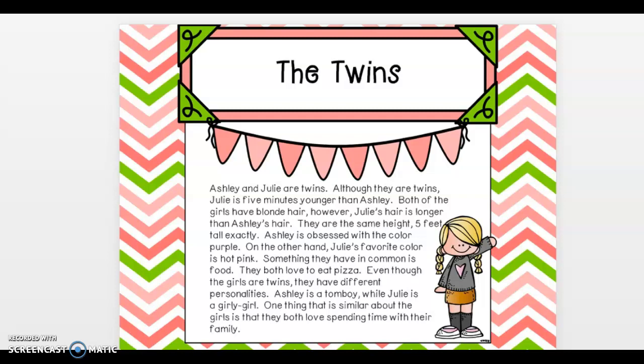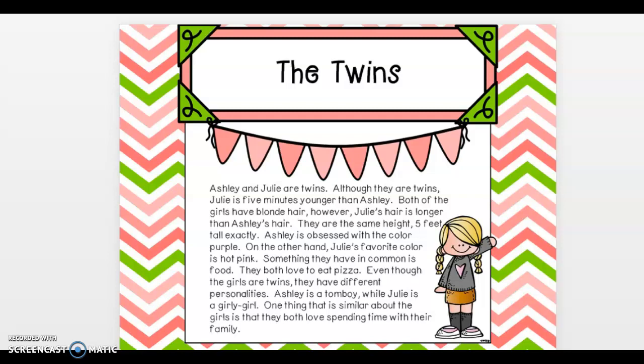They are the same height, 5 feet tall exactly. Ashley is obsessed with the color purple. On the other hand, Julie's favorite color is hot pink. Something they have in common is food. They both love to eat pizza. Even though the girls are twins, they have different personalities. Ashley is a tomboy, while Julie is a girly girl. One thing that is similar about the girls is that they both love spending time with their family.